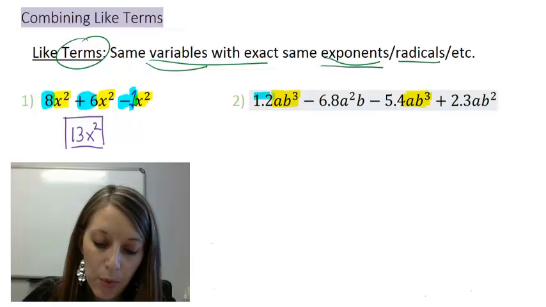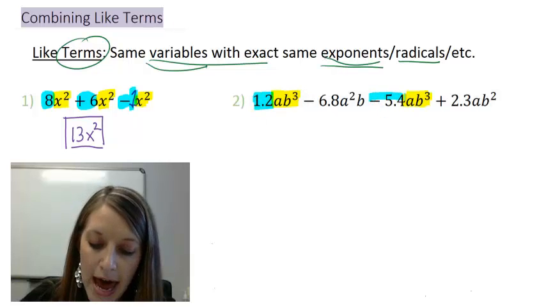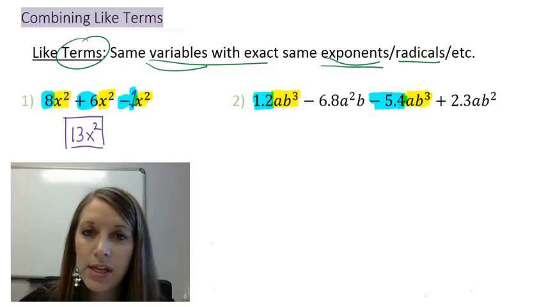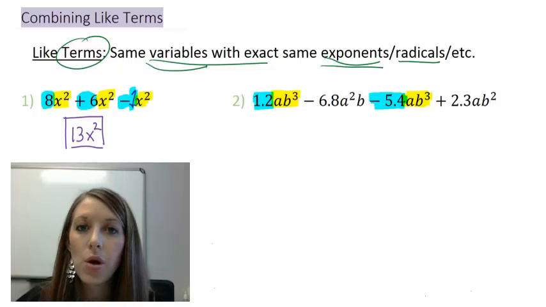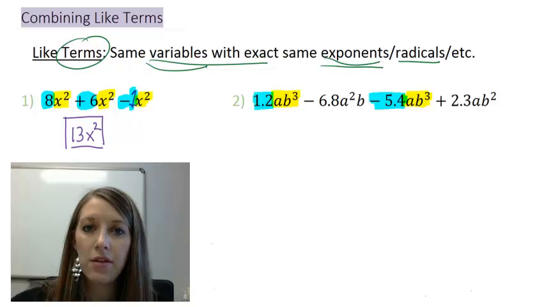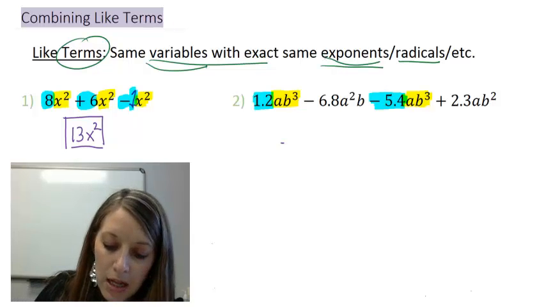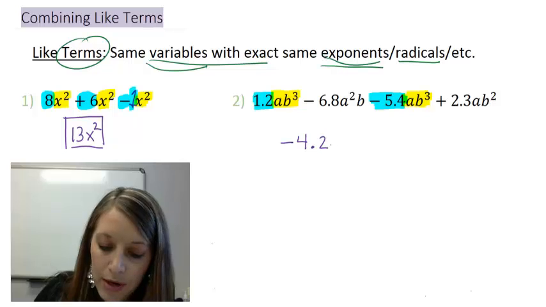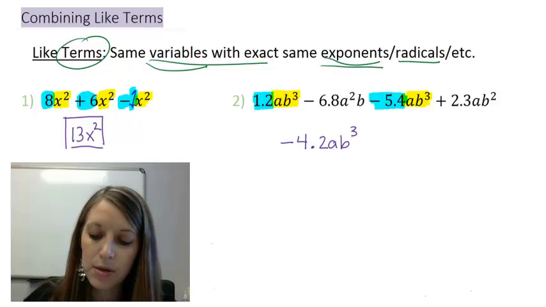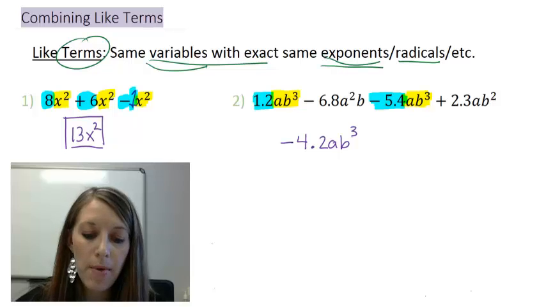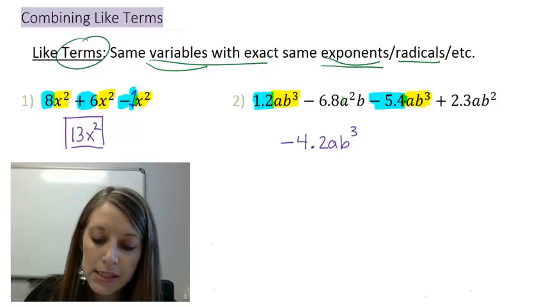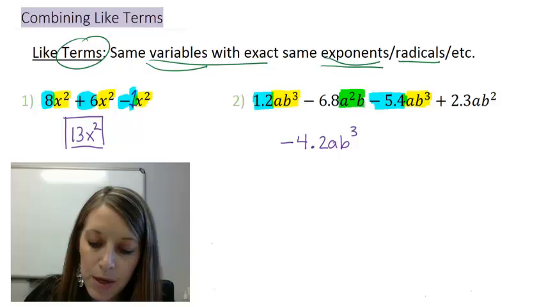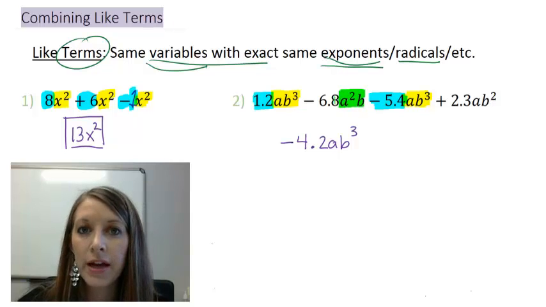I take my 1.2 and I subtract my 5.4. And once I do that math, that will combine these two like terms. So 1.2 minus 5.4 gives me negative 4.2. So in combining these like terms, I get negative 4.2 a b cubed. Now let me look at my other pieces. So in my next guy, I have an a squared times b, and I want to see if I have any other like terms. Now my last guy is pretty similar.